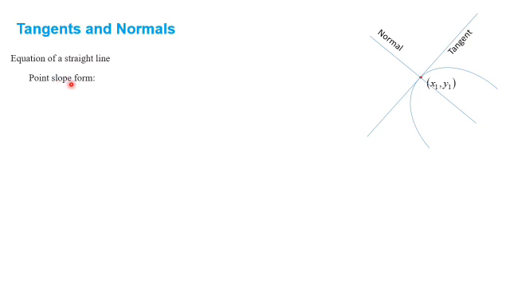So the equation is y minus y1 is equal to m into x minus x1. Here x1 and y1 are the given point and m is the slope. Since we are using the point and the slope, that's why it is called the point slope form. y minus y1 is equal to m into x minus x1. When these two things are given to us, we have to use this formula.